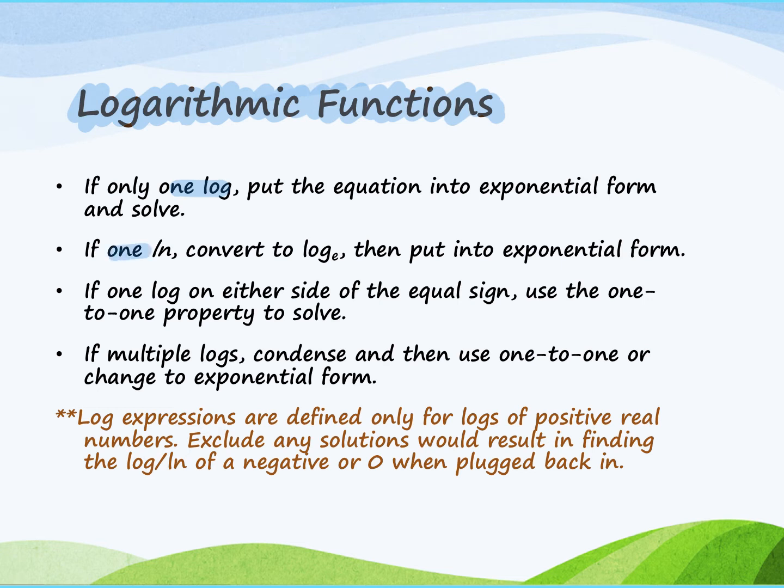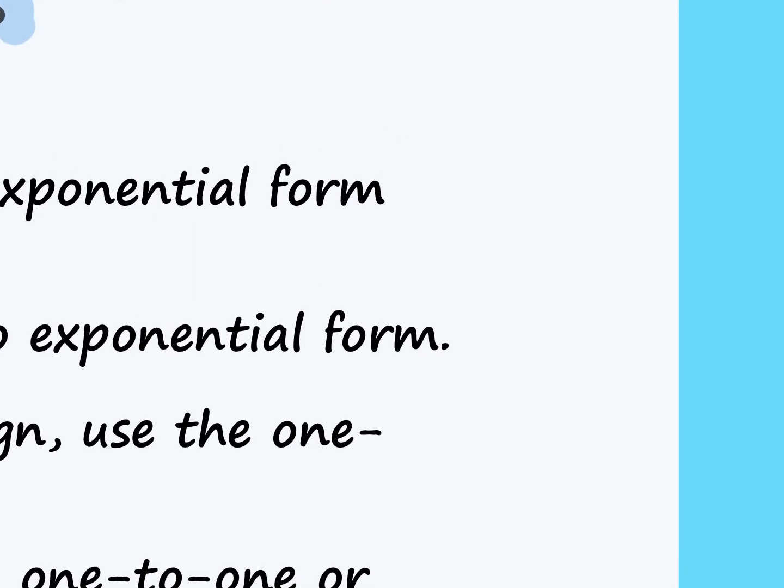If there's one ln, I'm going to change that ln to be log base e, and then I'm going to put it into exponential form. Let's say we had this on our quiz: log base 2 of x equals 3. Then this simply means make the 2 pick up the 3. 2 to the 3 would equal x, and my answer is 8. That's what that would look like.